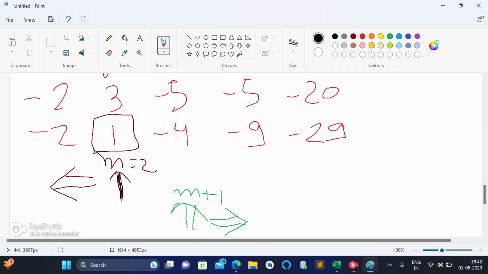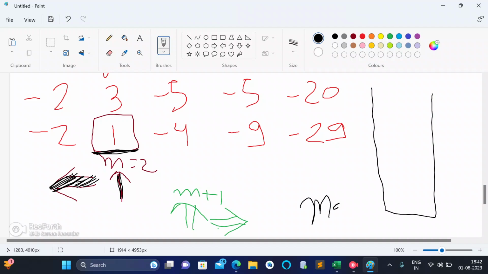So let's first consider the left case, in which I have to move left. My pointer is at m equal to 2 and I will move towards left. I will go through each one. First I am seeing 1. At m equal to 2 I am seeing 1, and I say, okay, 1 is not smaller than 1.